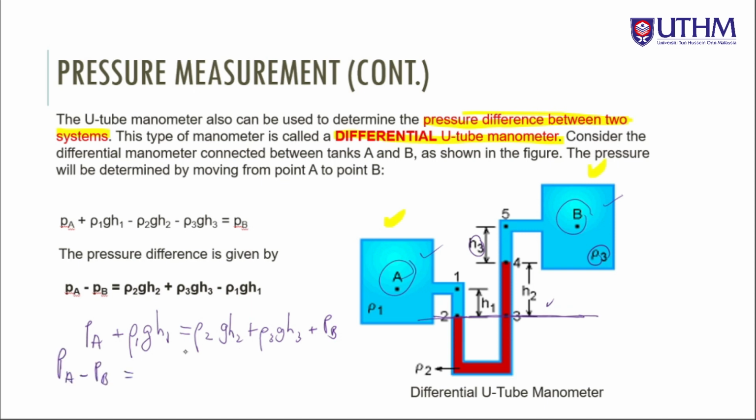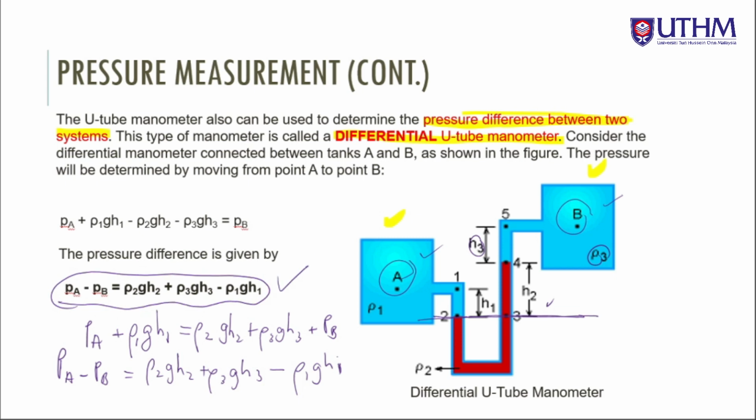Okay, so the pressure difference adalah PA minus PB lah kan. So kita bawa PB ke kiri to the left hand side, and then on the right hand side kita tulis balik rho 2 GH2 plus rho 3 GH3 minus rho 1 GH1. Okay, so kita dapat sama macam ini, betul tak? Okay, so this one is for differential U-tube manometer.